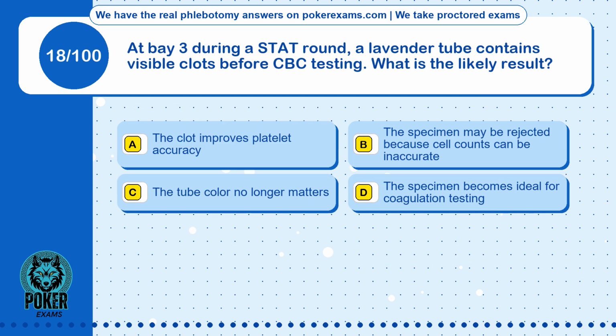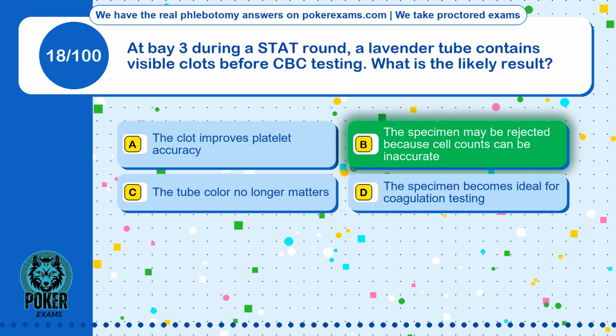Question 18. At Bay 3 during a stat round, a lavender tube contains visible clots before CBC testing. What is the likely result? Option A. The clot improves platelet accuracy. Option B. The specimen may be rejected because cell counts can be inaccurate. Option C. The tube color no longer matters. Option D. The specimen becomes ideal for coagulation testing.